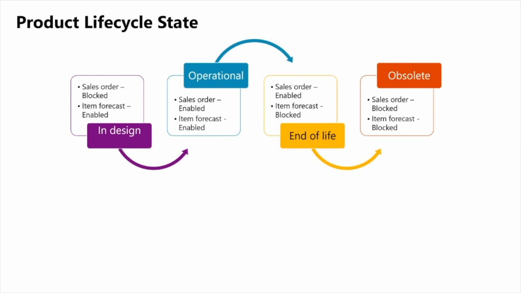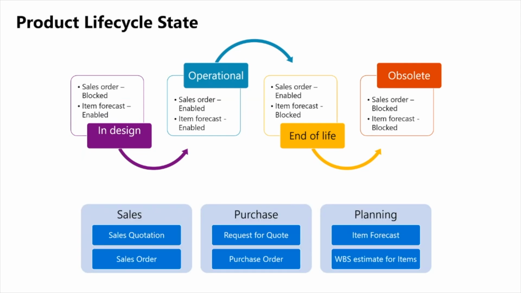Alternatively, if a product is reaching its end of life, you might want to control the inflow of that product. A product's lifecycle state can also be set up for its engineering versions. When the product lifecycle state is connected to an engineering version, you can use the lifecycle state to control which transactions are allowed for that engineering version. You can enable or block the transactions for business processes across sales, purchase, and planning.